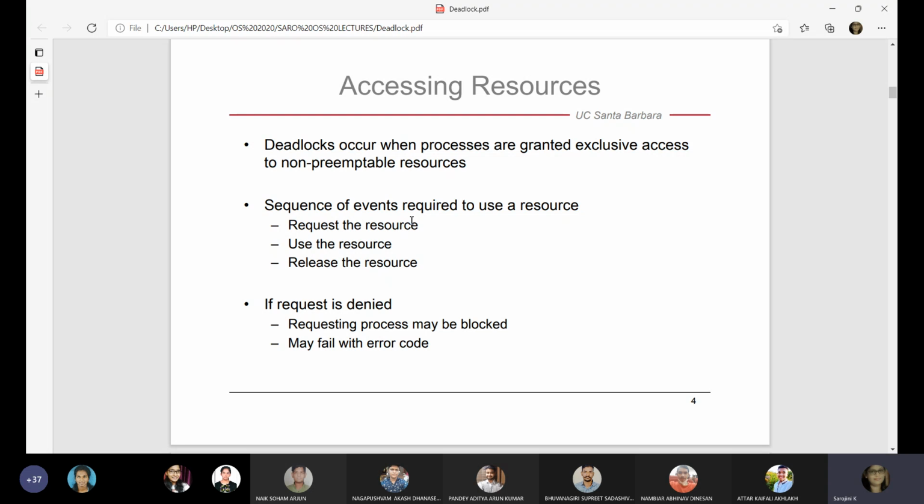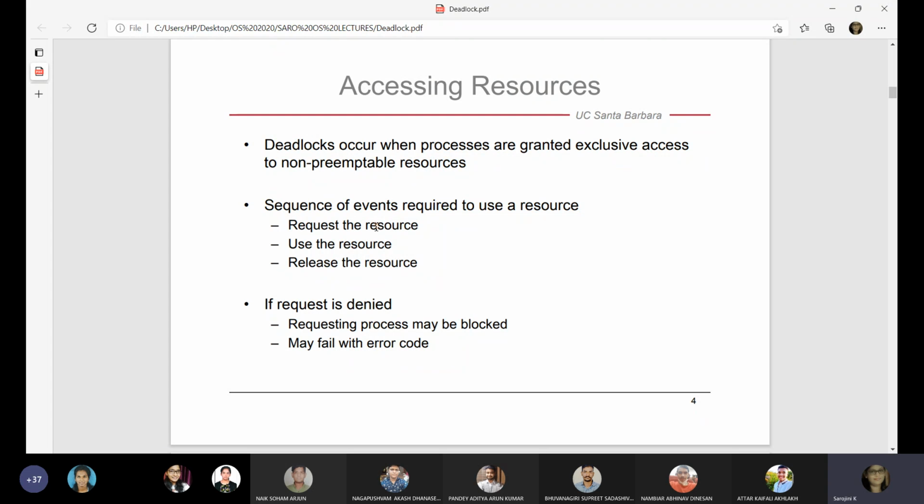Sequence of events required to use a resource. Suppose a process wants to take a resource and use it. What are the steps the process should follow? It has to first request the resource. When it is requesting the resource, if the resource cannot be allocated by the operating system, then this requesting process will go to waiting state.